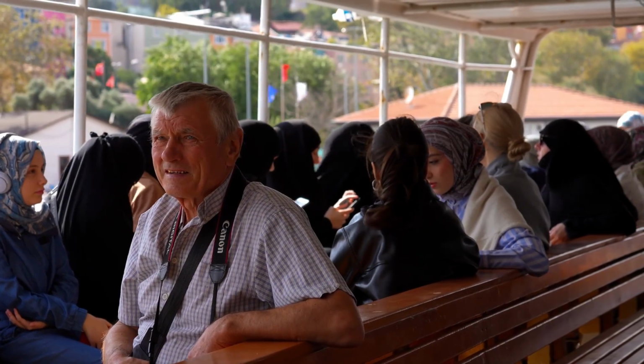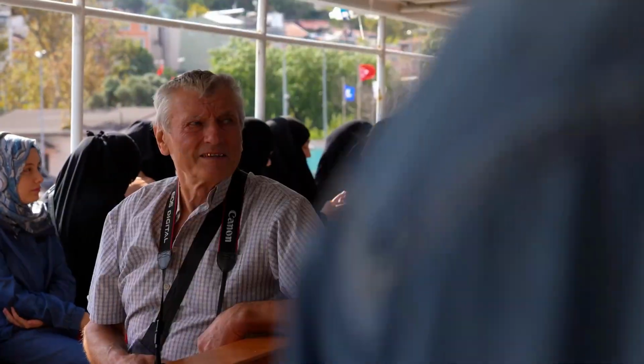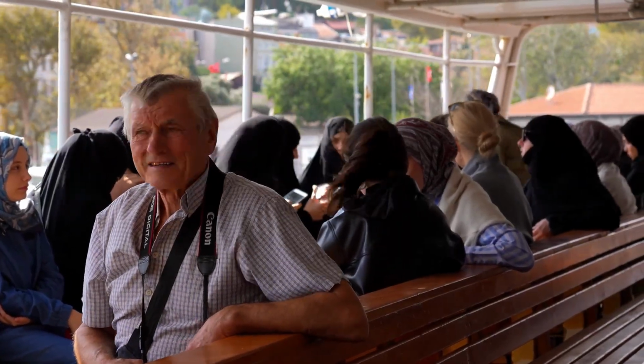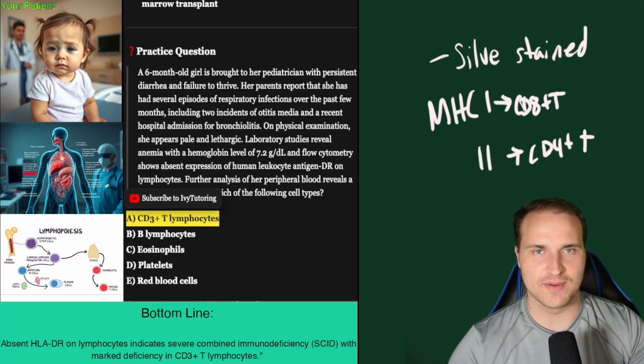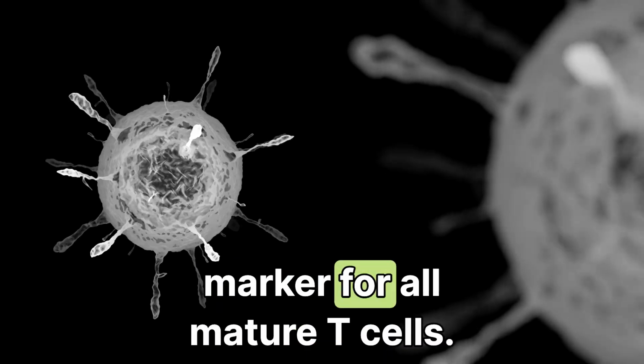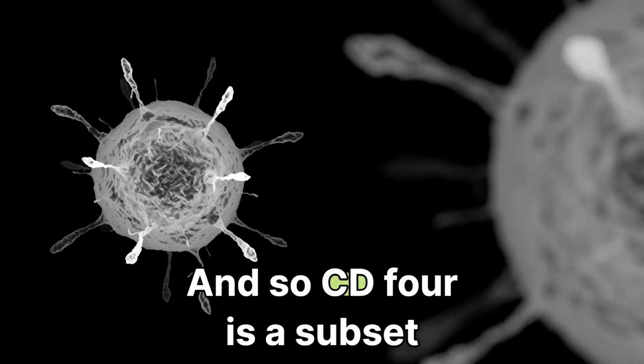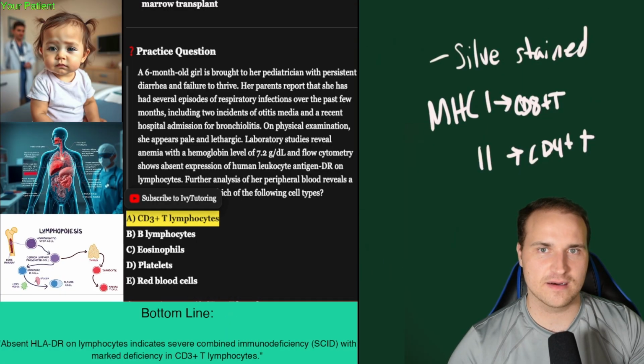And so the answer is CD3 positive T lymphocytes. And this includes both your CD4 positive and your CD8 positive T cells, because in flow cytometry, CD3 is the universal marker for all mature T cells. CD4 is a subset marker, but it's not listed as one of our options. Otherwise, we would have chosen that. CD4 is that subset marker, and if CD4 positive T lymphocytes was an option, then that would be the more precise answer.